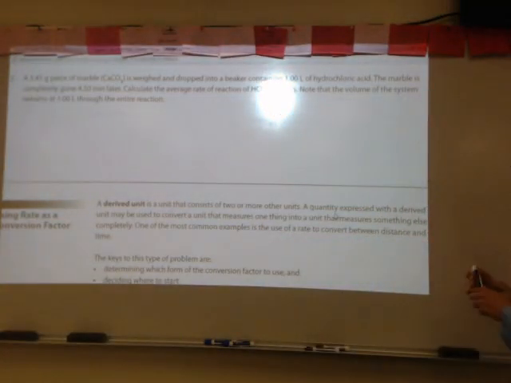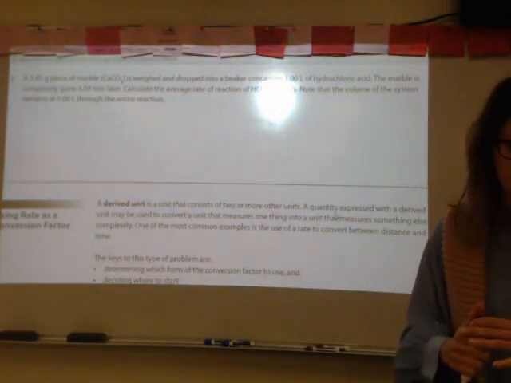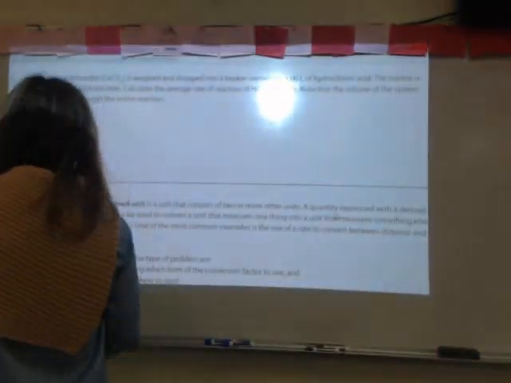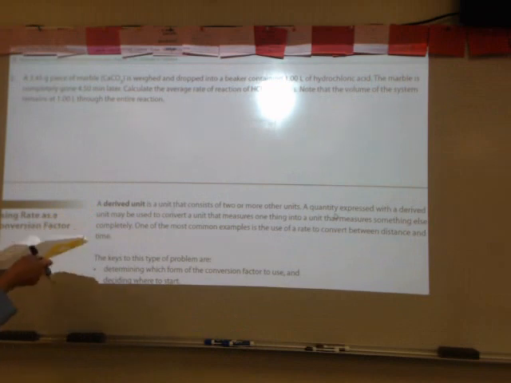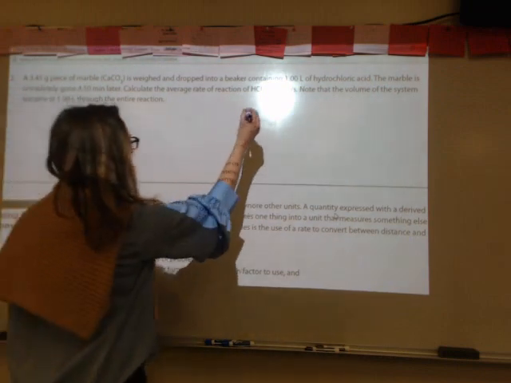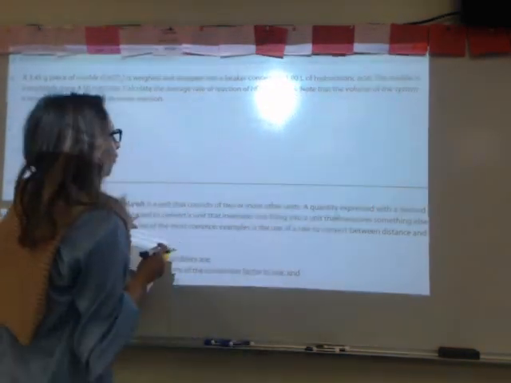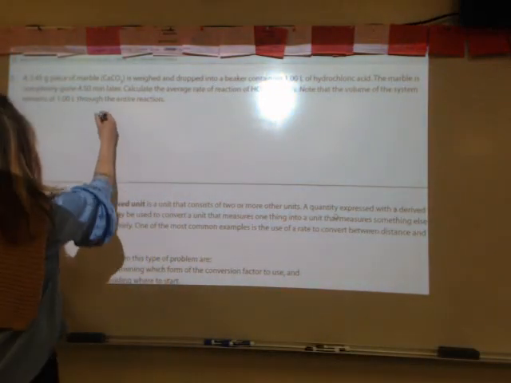A 3.45 gram piece of marble is weighed and dropped into a beaker containing a liter of hydrochloric acid. The marble is totally gone 4.5 minutes later. Calculate the average rate of reaction of HCl in molarity per second. Remember, this moles per liter here is molarity. Note that the volume of the system remains a liter throughout the entire reaction.